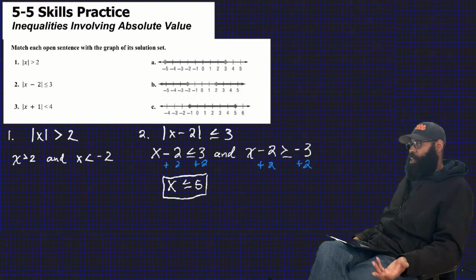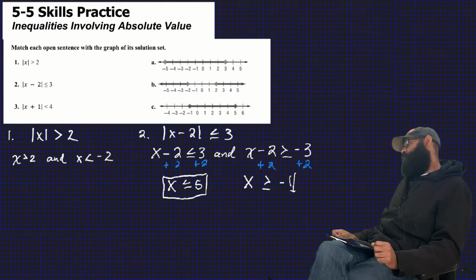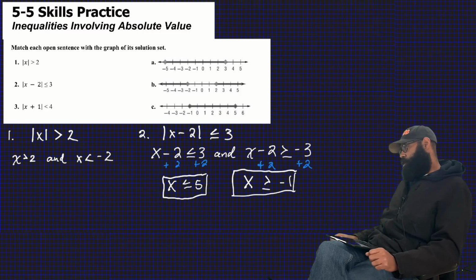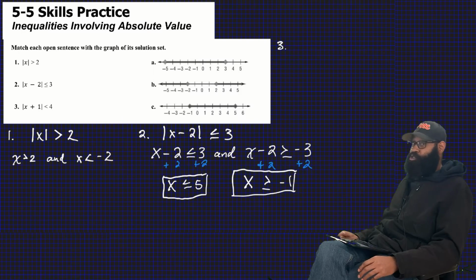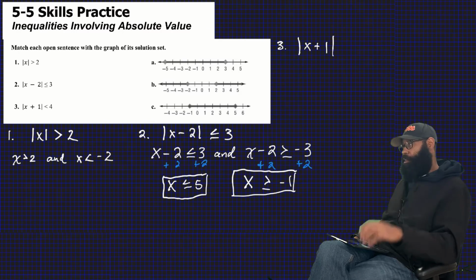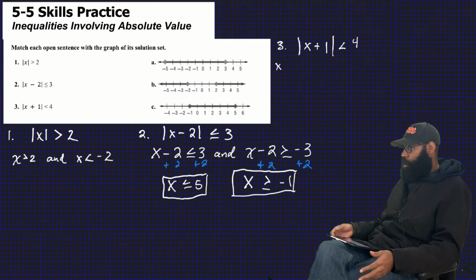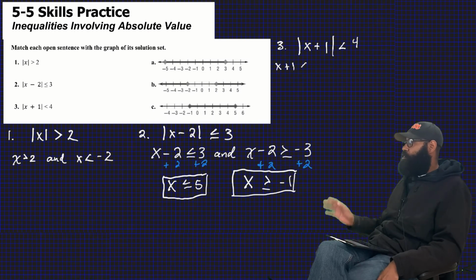So now I'm looking for the inequality that's going to start on 5, have a closed circle, and go to the left. And also I'm looking for the inequality graph that starts at negative 1, closed circle, going to the right. Do you see it? And of course for number 1, same thing, open circle to the right, closed circle to the left, starting at 2. But for number 3, guys, here we go.